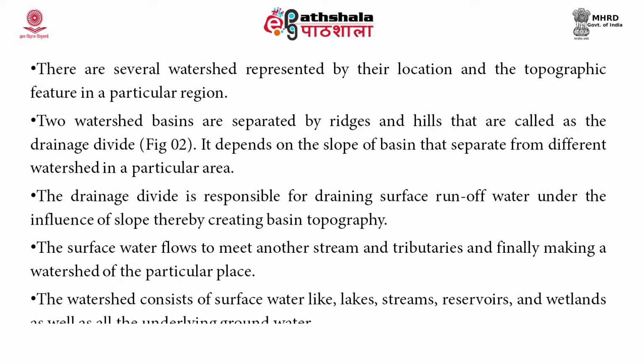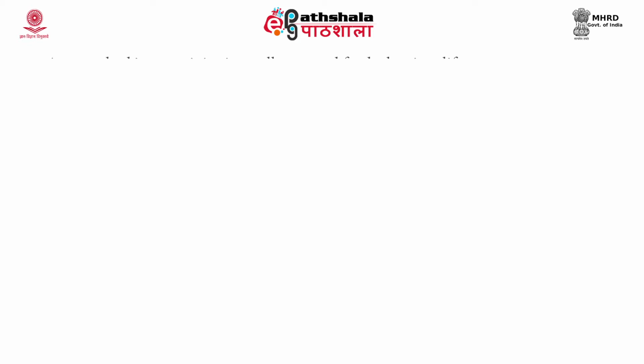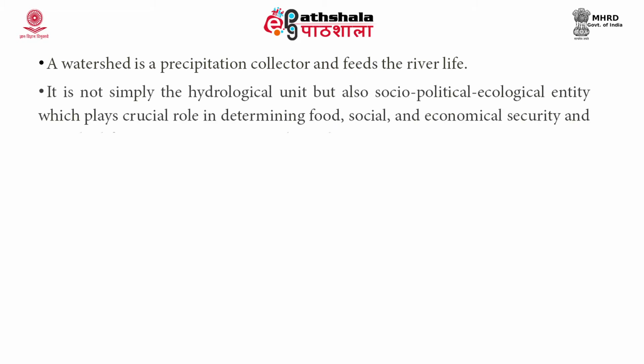The watershed consists of surface water like lakes, streams, reservoirs and wetlands as well as all the underlying groundwater. A watershed is a precipitation collector and feeds the river life. It is not simply a hydrological unit but also a socio-political ecological entity which plays a crucial role in determining food, social and economic security and provides life support services to rural people.